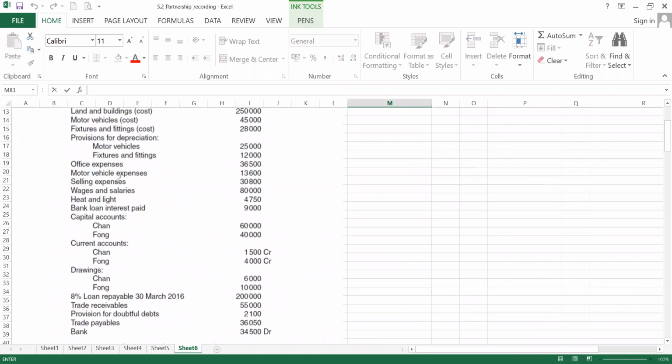Okay. This heat and light, beside you put 750. So that is how you try to do it faster, so that at least you know that this amount had to add plus in order to get a total for the income statement for the expenses.